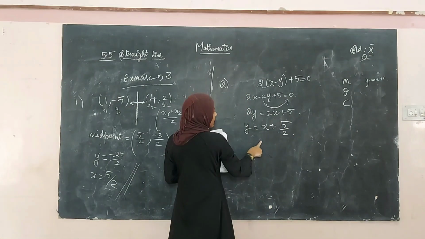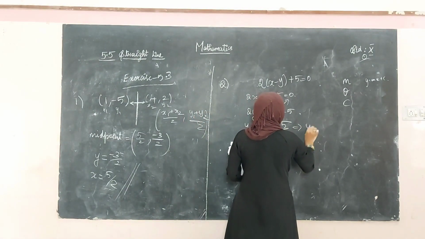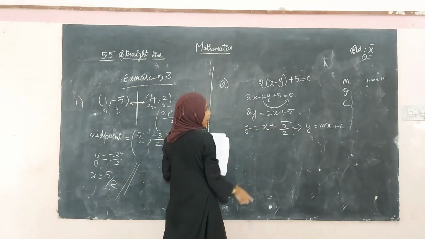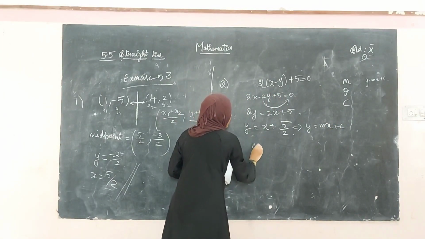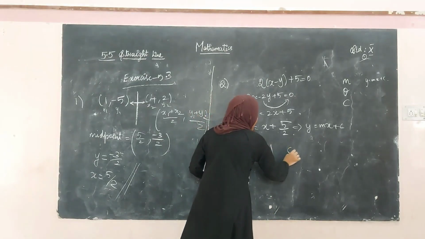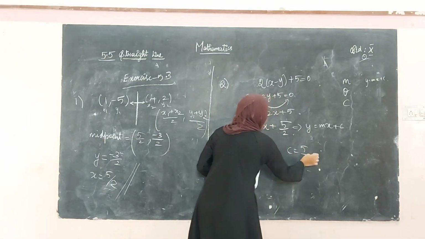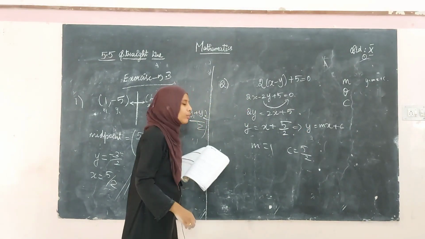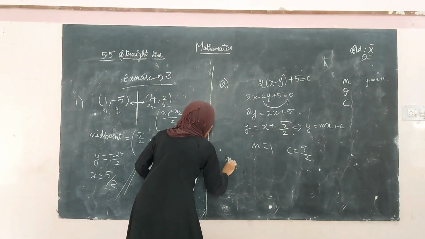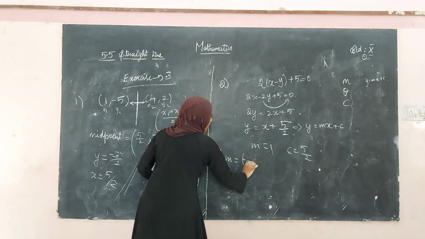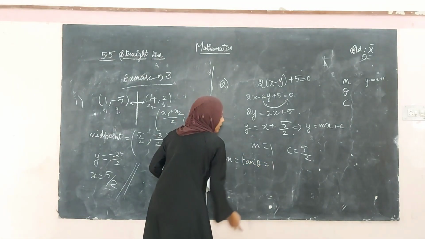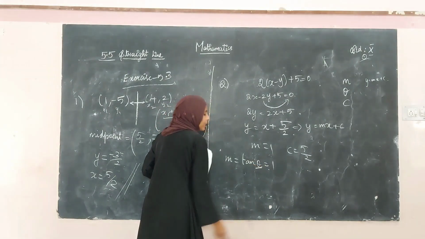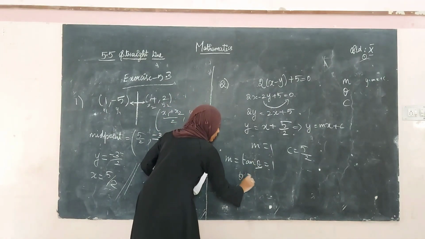Okay, now we got this in the format of y equal to mx plus c. Now compare this. m is equal to 1 and c is equal to 5 by 2, right? We found the value of m, we found the value of c. Now we have to find the value of theta. We know m is equal to tan theta, right? Here tan theta is equal to 1. So for what value of theta will we be getting an answer as 1? Theta is equal to 45 degrees.